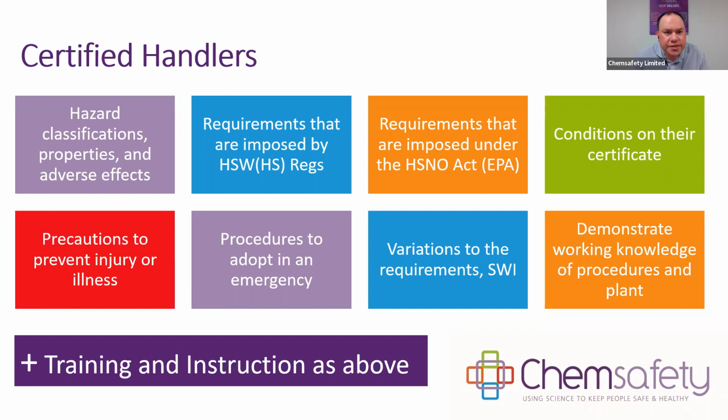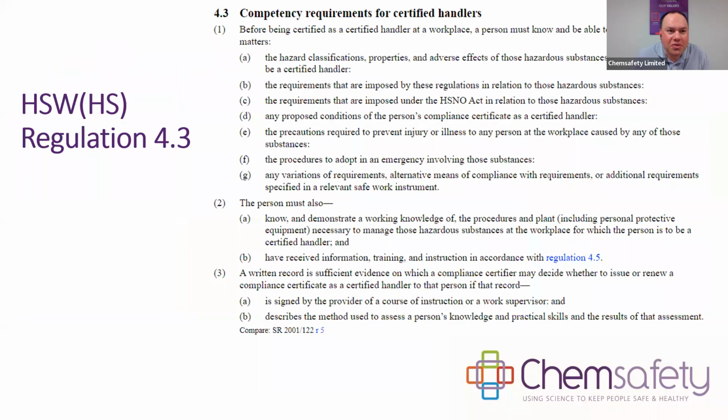Okay, so this is a nice, pretty version of what the requirements are. This is the not so pretty version, but of course it is found there, regulation 4.3. So all of those things that we've mentioned there is 4.31, A, B, C, all of them, and then 2 is to do with the demonstration of understanding the procedures and plant. Also, 4.32B, see here, states that if you want to be a certified handler, you need to have undertaken the regulation 4.5 training as well. So worker training needs to be part of your scope or of your qualifications before you can be signed off as a certified handler.